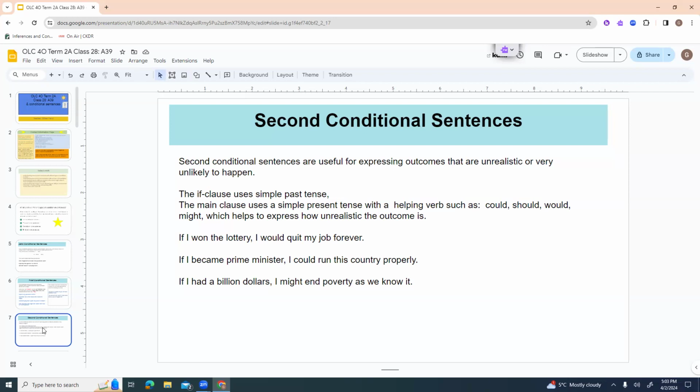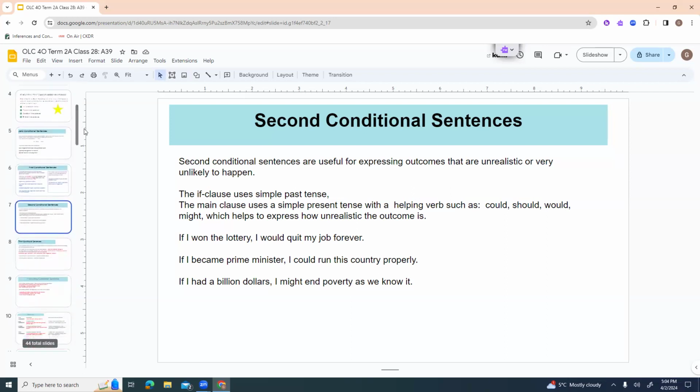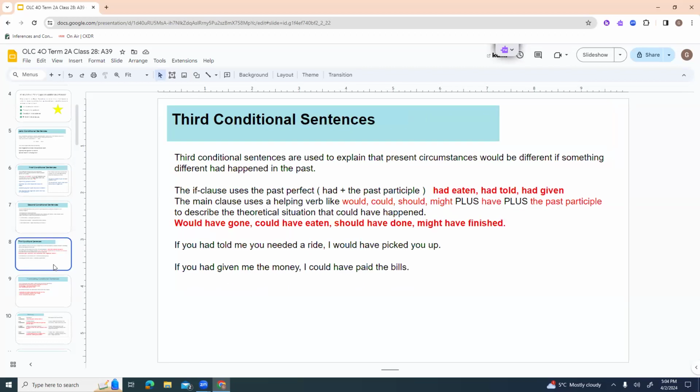So these are sentences that are pretty unlikely to happen, right? So they're talking about the least likely probability there. Third conditional sentences.